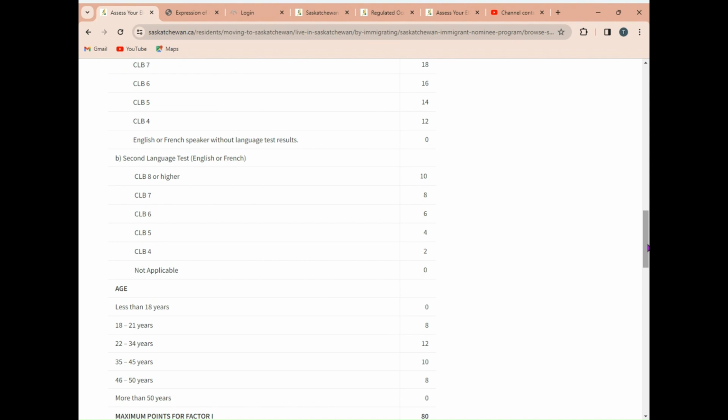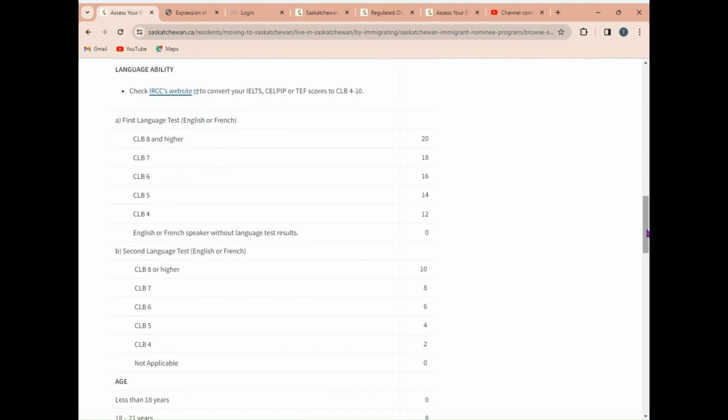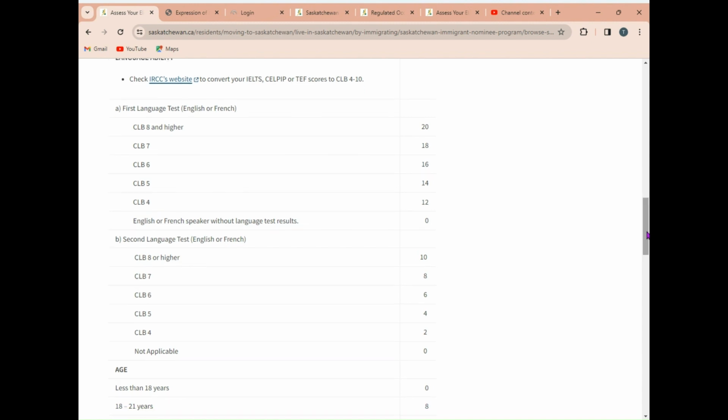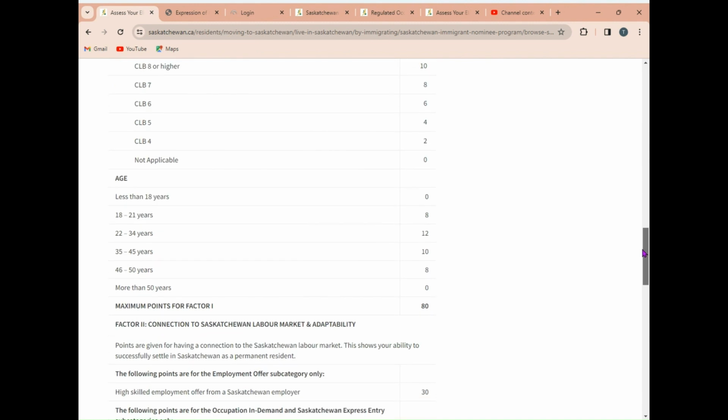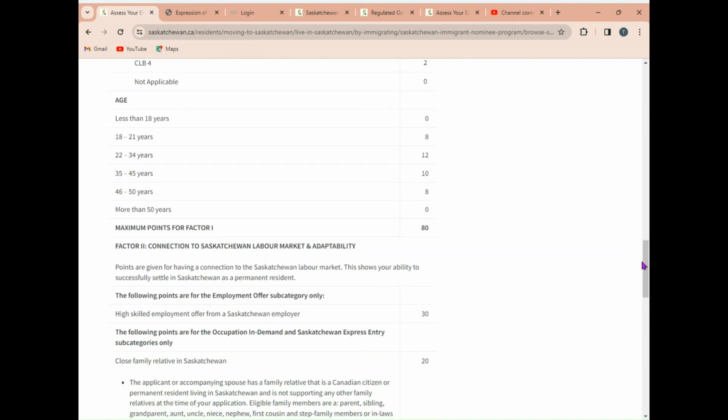Second language test, if you have, for example, French or English. So please, whichever language you have your strength in is what you should use as your first language. So you can have French as your first language and English as your second, or the other way around. You pick your score according to it, right? If you get a good score in English, you should use English as your first language. That shows you are more competent in English, right?